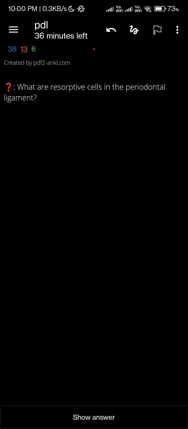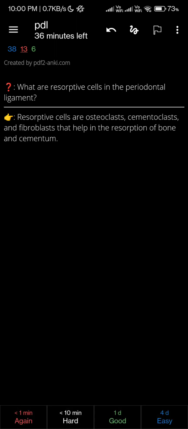So what are the resorptive cells in the periodontal ligament? They help in the resorption of cementum and bone. That too, resorption of bone and cementum.